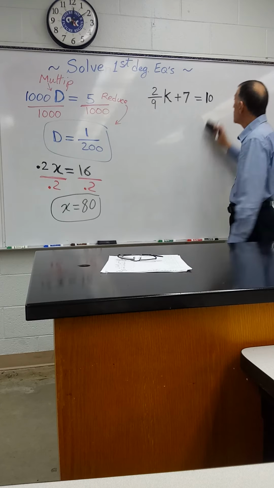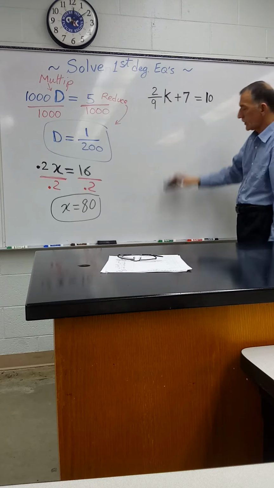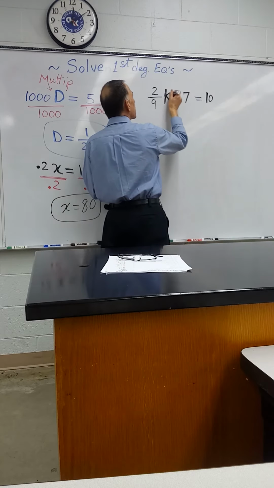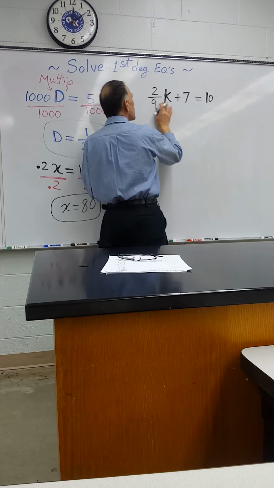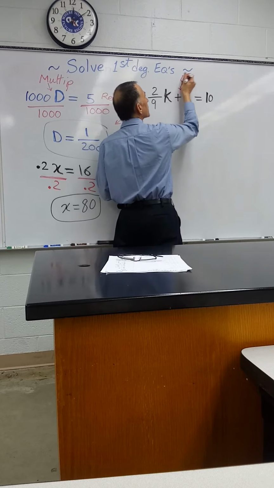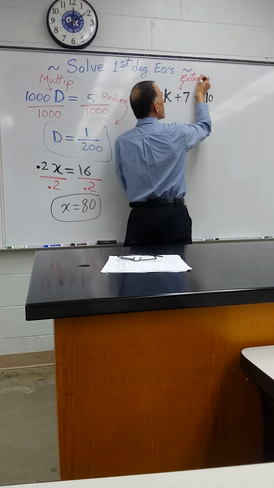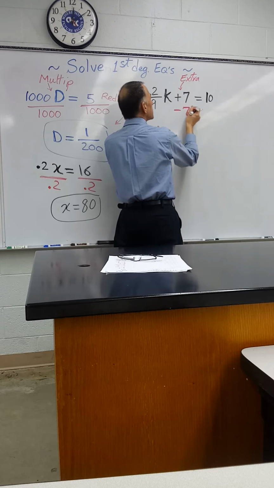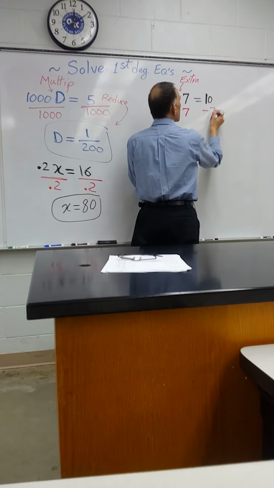Alright, this one, in order to solve for k, you get rid of the extra term. Once again, you have an extra term, so let's get rid of it. It's a plus sign, so we subtract 7 from both sides.